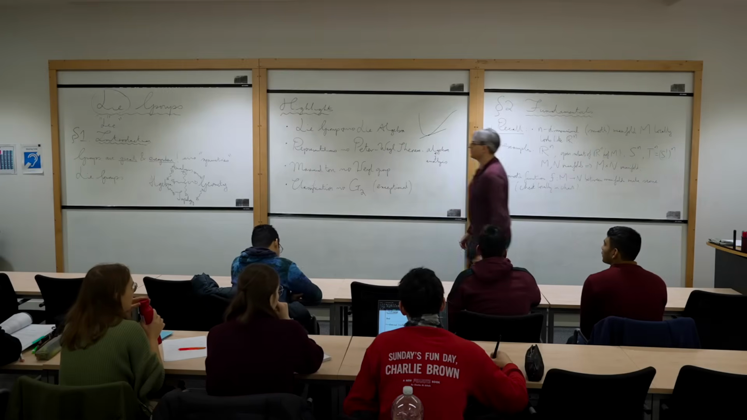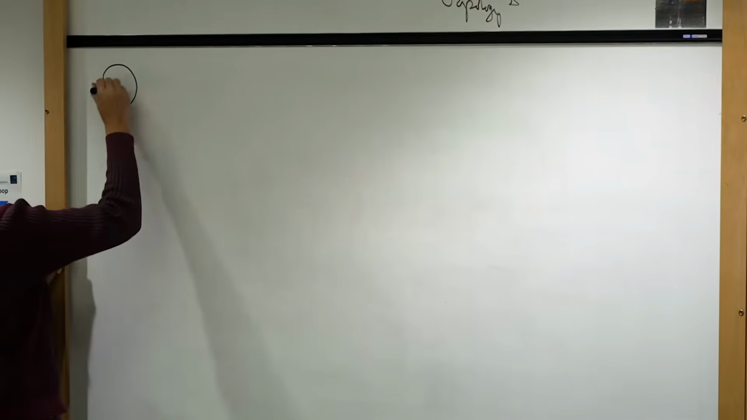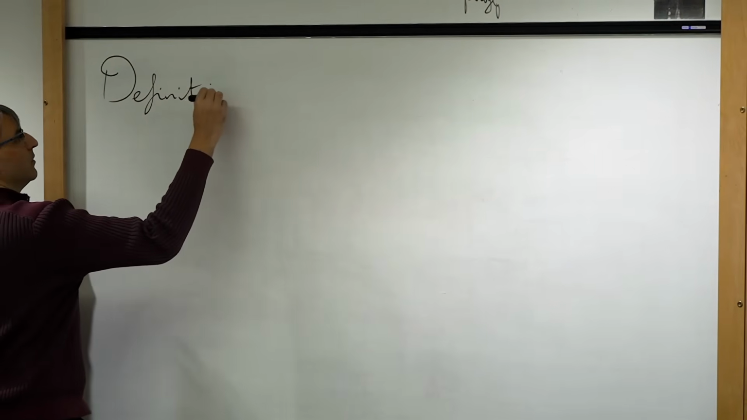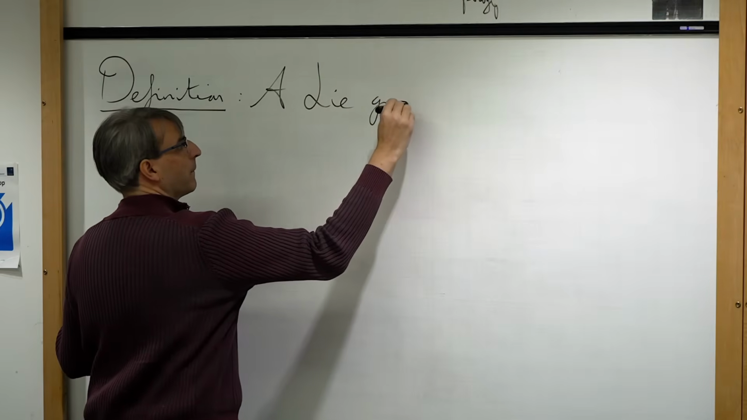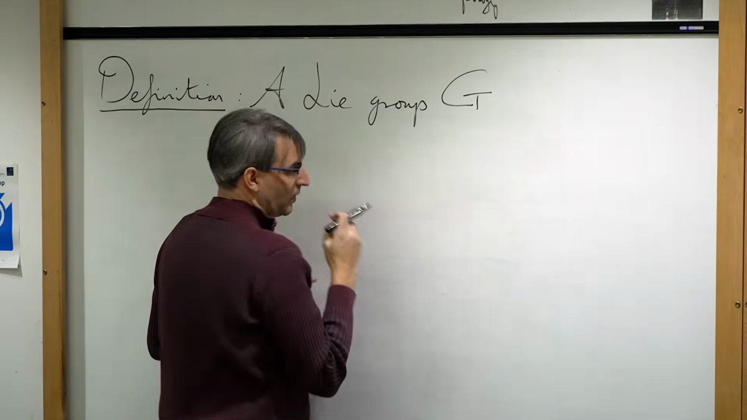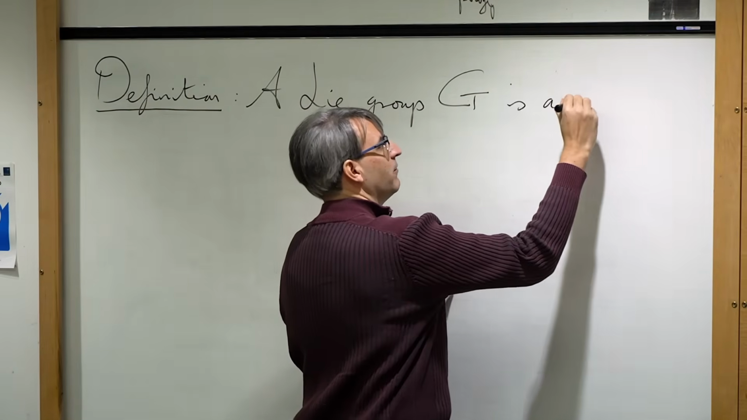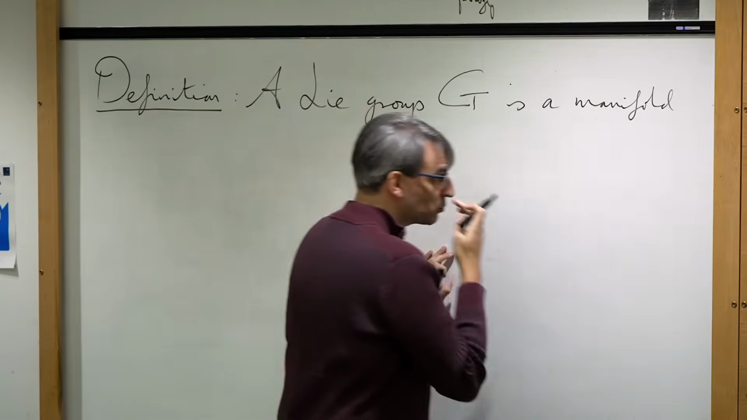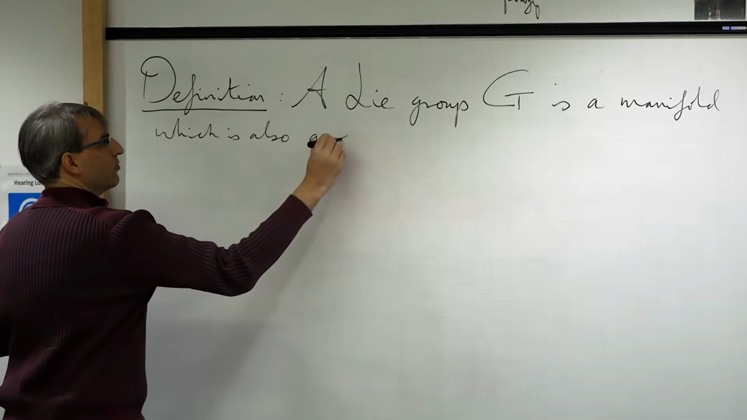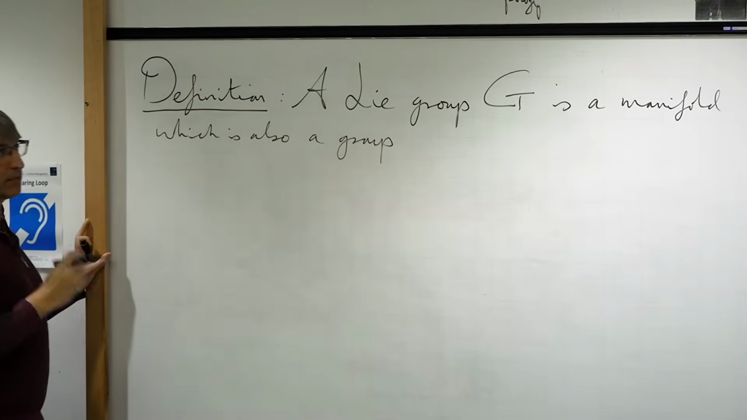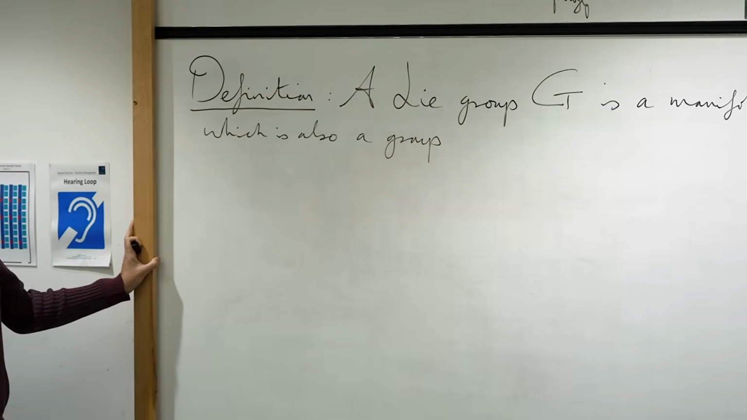Very good. All right. So now I can actually tell you what a Lie group is. This is the definition. A Lie group G, groups should be called G, that makes sense. A Lie group G is a manifold which is also a group. Okay, I said it had its own geometric structure. That's the manifold structure. It's a group.